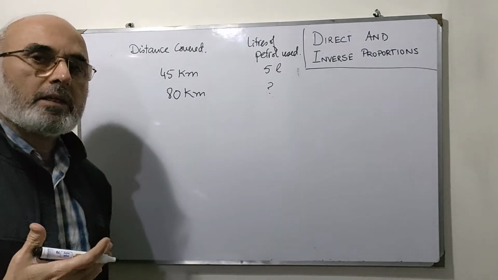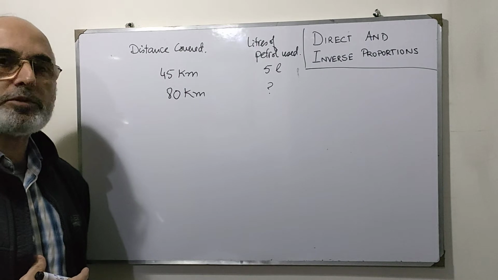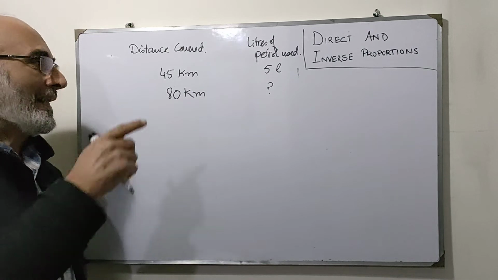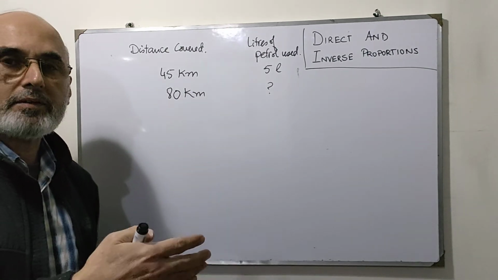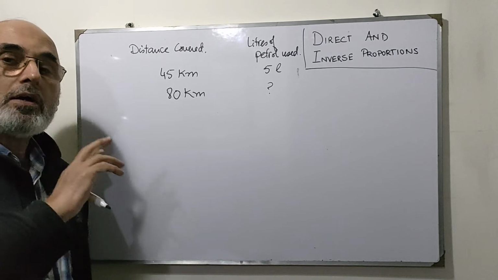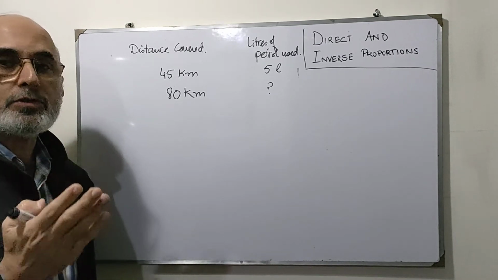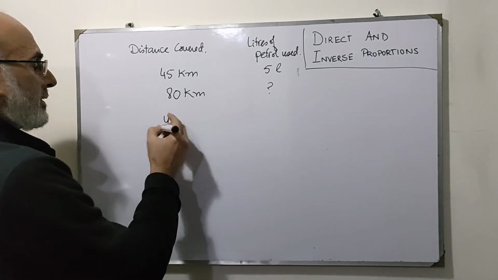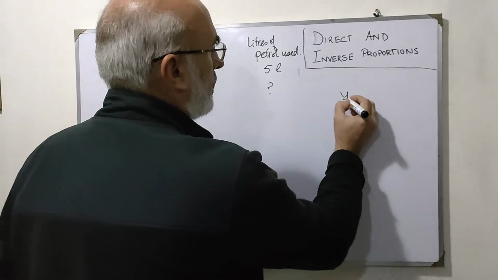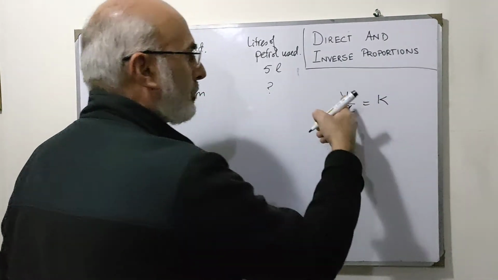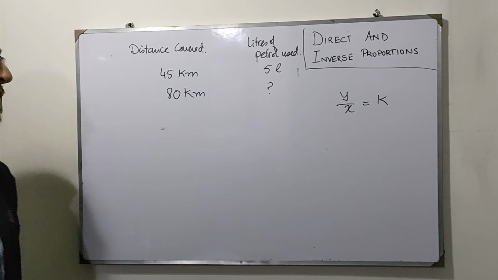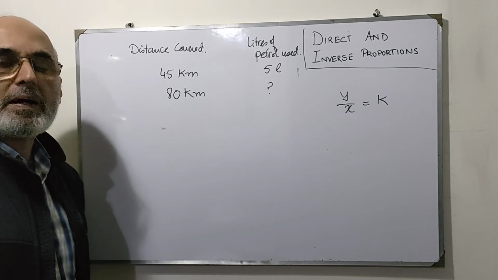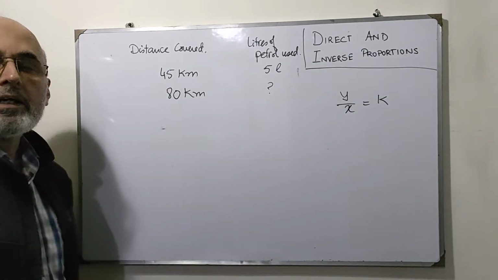You see that this is a case of direct proportionality. The more distance you cover, the more petrol is required. The less distance you cover, the less petrol is required. So how are we going to apply the ratio of direct proportionality? As I said, y over x is equal to k. I'm going to use this same ratio to find out how many liters of petrol are required to cover 80 kilometers.